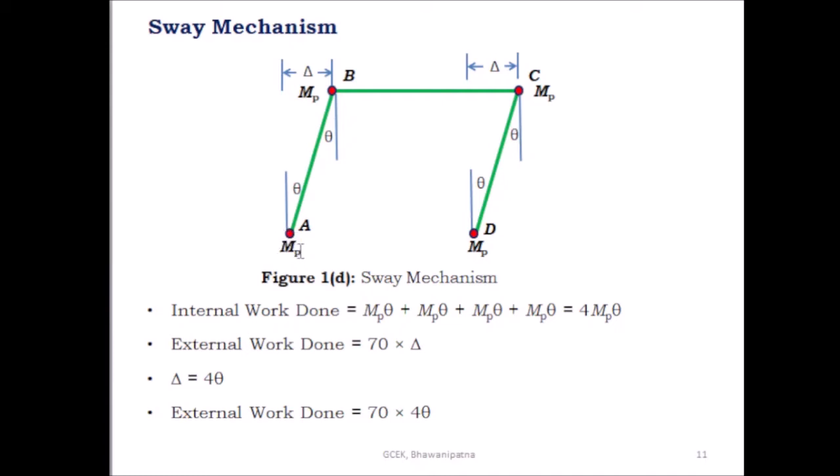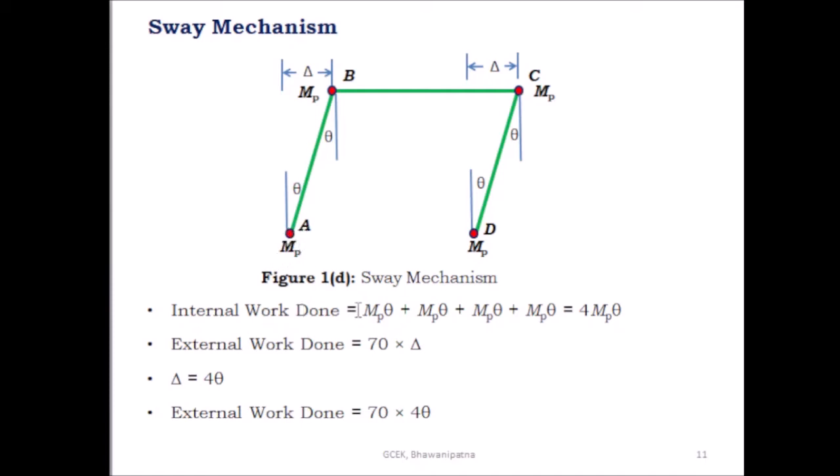And this is the plastic moment at A. This is the plastic moment at B, plastic moment at C, and this is the plastic moment at D. The plastic moment is Mp at A, B, C and D. Then find out what is the internal work done due to the plastic moment at the plastic hinge.